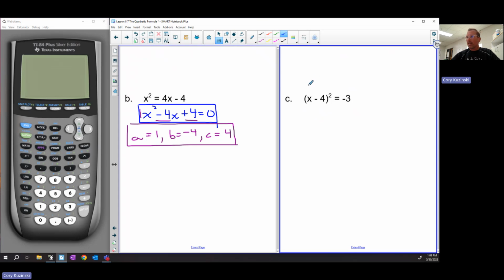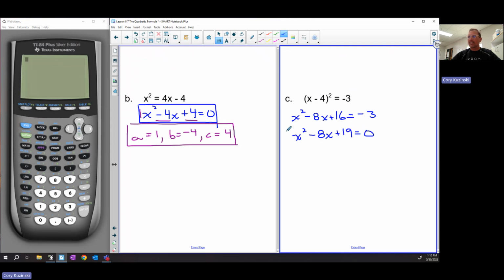Ooh, all right. Well, we got to square this binomial over here first. So let's make that x squared minus 8x plus 16 equals negative 3. Remember, it's a squared plus 2ab plus b squared. So x squared is x squared, 4 squared is 16, negative 4 times x doubled is negative 8x. Then I'm going to add 3 to both sides. X squared minus 8x plus 19 equals 0.